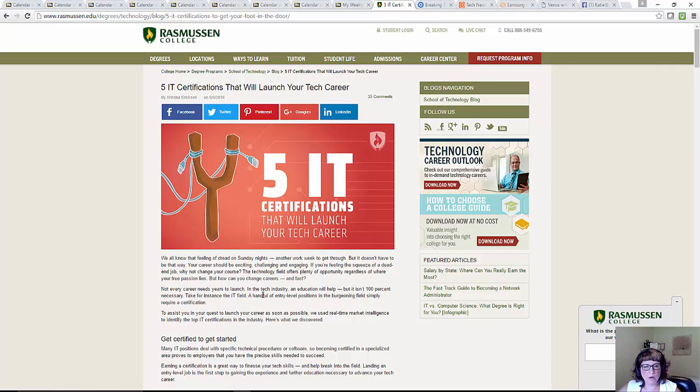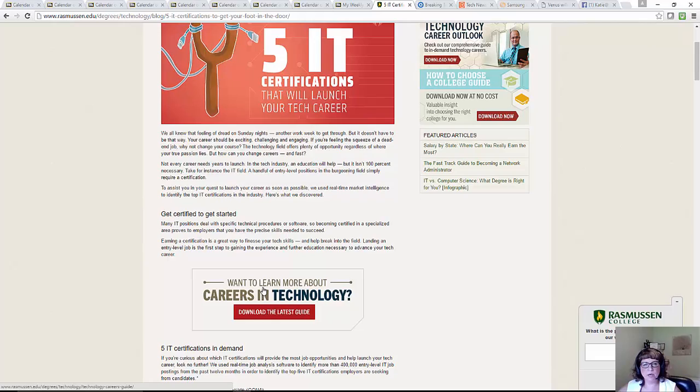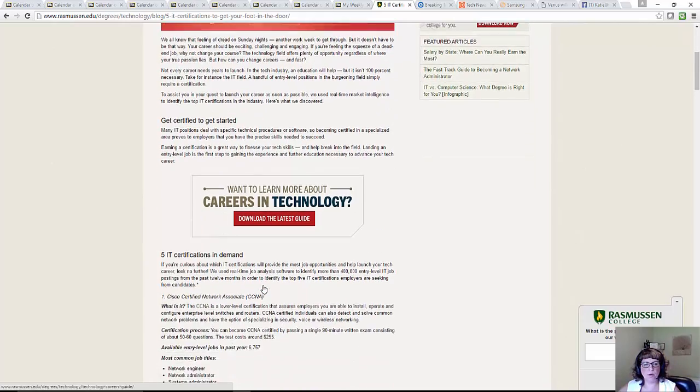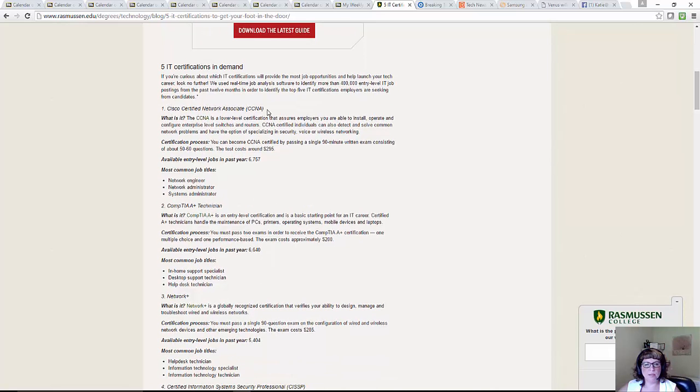But I found this article, and it's recent. It's from this summer: Five IT certifications that'll launch your tech career. Number one, bam, CCNA. Gotta have that. We have at the college four, actually five, because we do the CCNA Security. So we do our four CCNA routing and switching classes.